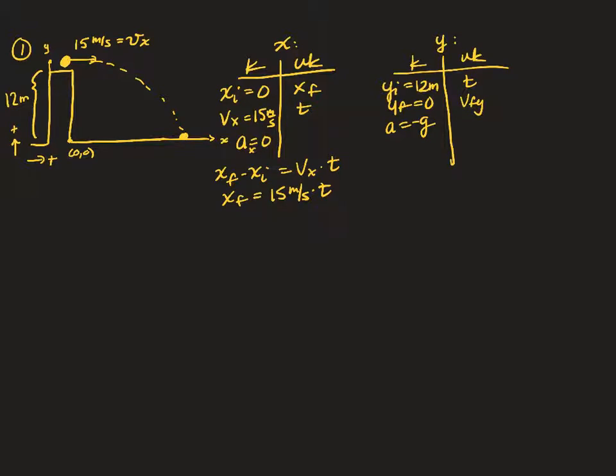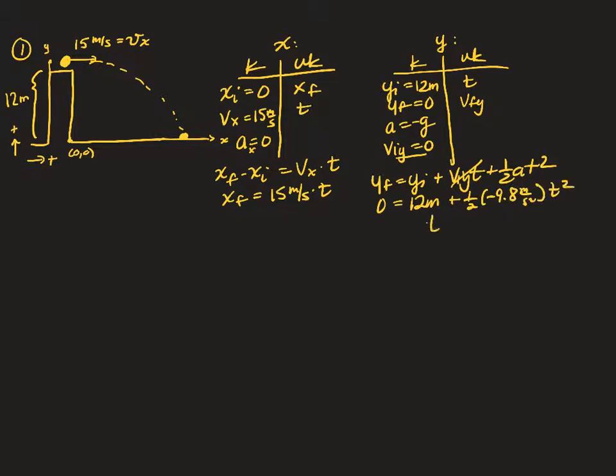And I do know that initially, and this is very important, even though I'm moving sideways at 15 meters per second, I'm not moving up or down to start, so my initial vertical velocity is 0. Given that, the equation that's going to help us is equation 2 of the big 3. So let's plug in our numbers. 0 equals 12 meters, that's 0, plus 1/2 negative 9.8, t squared, and I get that t is 1.56 seconds.